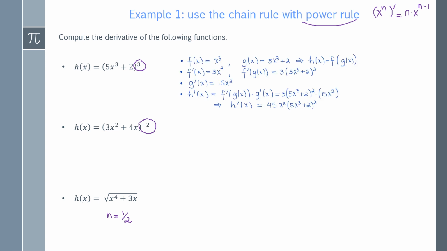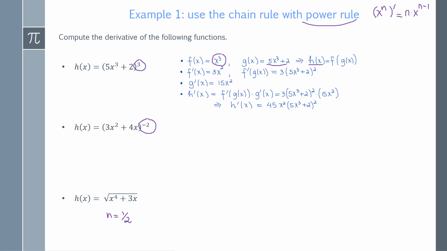Okay, so the first solution, what do we do here? I identify what f and g are. So f in this case would be the cubic function. Okay, that's my outer function. And then g is this cubic polynomial 5x cubed plus 2. So that's how we define our function h as f composed with g.